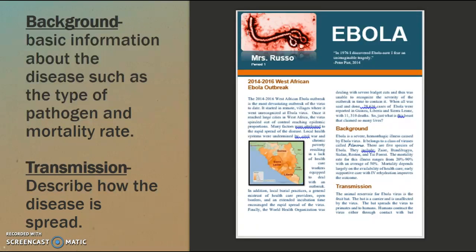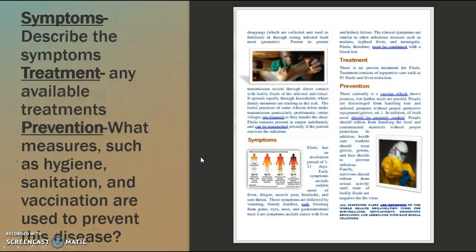Next, you should have sections with background information about the disease, and this would include what type of pathogen causes it and the mortality rate of the disease, and then also the transmission of the disease, which is how the disease is spread. Next, you should have sections describing the symptoms, the treatment, and prevention of the disease. Prevention could be any measures such as hygiene, sanitation, or especially vaccines that are used to prevent this disease.